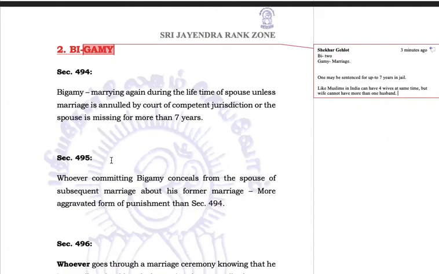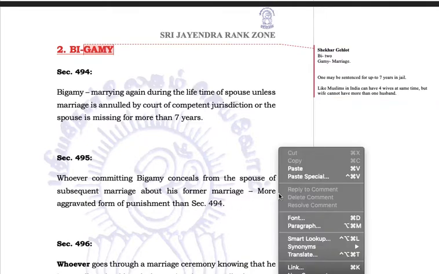Now let's see what section 495 says. Whoever committing bigamy conceals from the spouse of subsequent marriage about his former marriage, more aggravated form of punishment. Now, if someone, a man or a female, is committing a second marriage but conceals this fact, suppose a man who is already married marries another woman but conceals from the new spouse that he is already married, then a more aggravated form of punishment will be given.